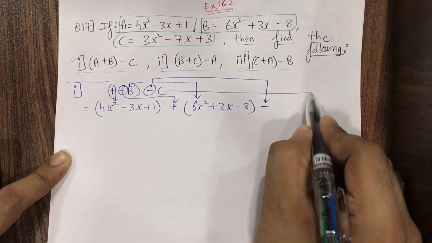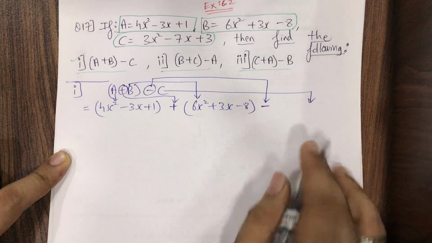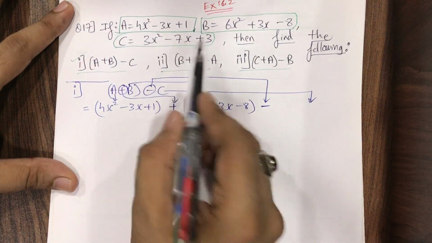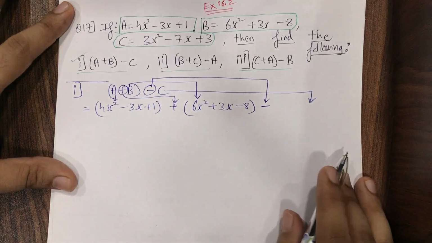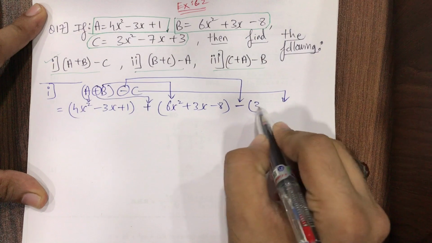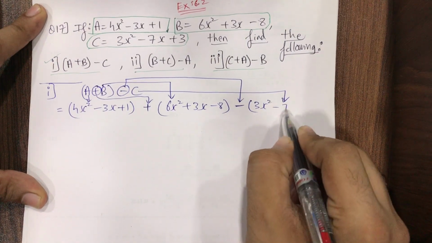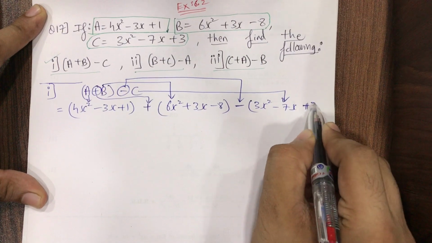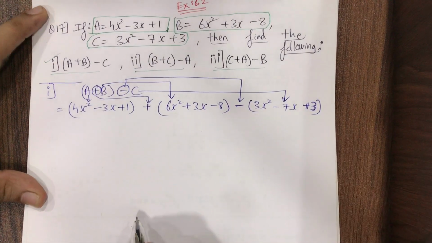From here I wrote this minus sign, and then comes the C. So now I'll copy the value of C. What's the value of C, students? Value of C is 3x square minus 7x plus 3, within the bracket of course, like this.